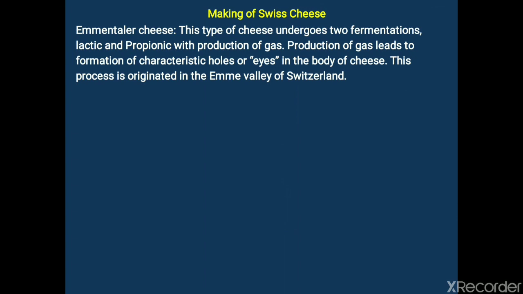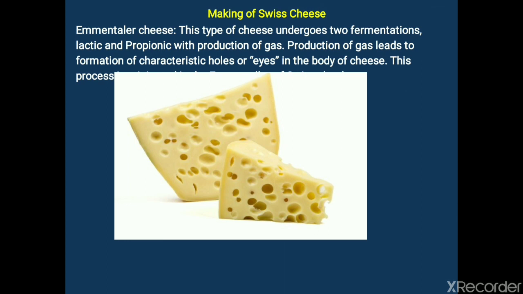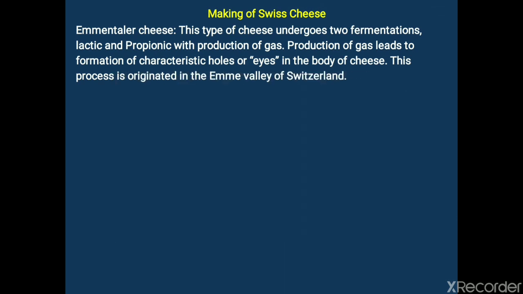So it undergoes two fermentations, mainly lactic acid fermentation and propionic acid fermentation, along with the production of gas. Production of gas leads to formation of characteristic holes, which are called eyes, in the body of cheese. This process originated in the Emmental Valley of Switzerland. That is why it is also called Emmentaler cheese. This picture shows the formation of eyes, which are formed due to production of gas.